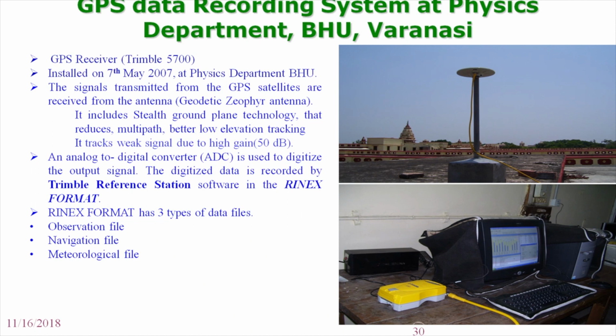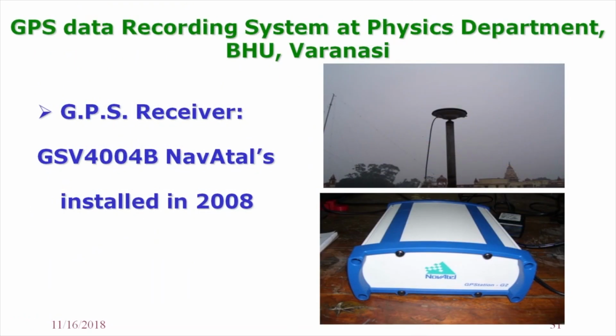The RINEX format provides 3 types of data. One is the observational file, second is the navigational file, third is the meteorological file. So, all these files are used for the computation. The second system which we talked about, the GSB 404, is a NavIC system, installed in 2008. So, both are running successfully in the Department of Physics.